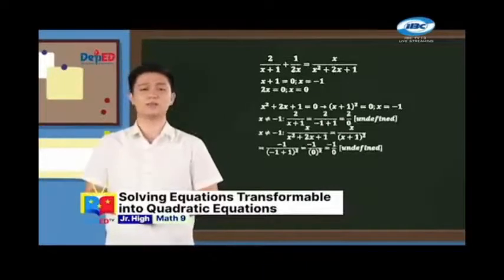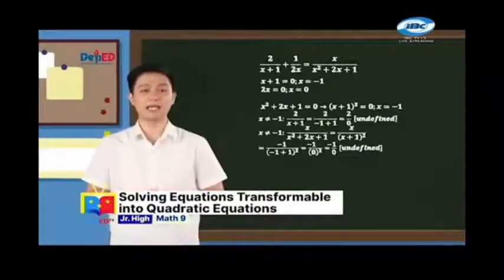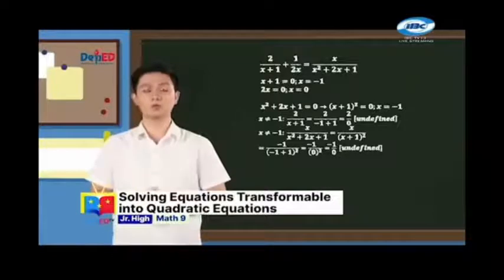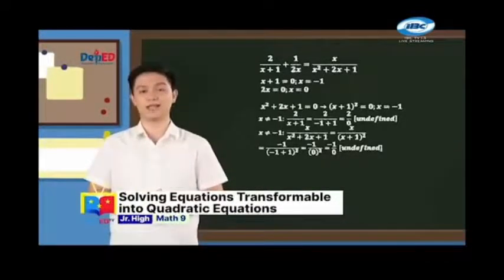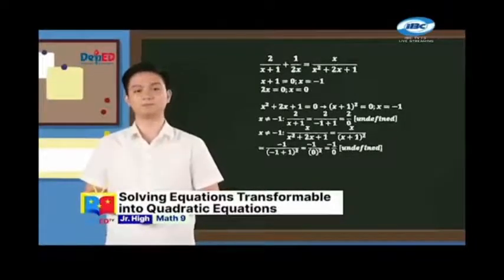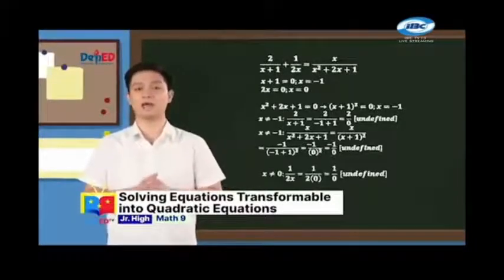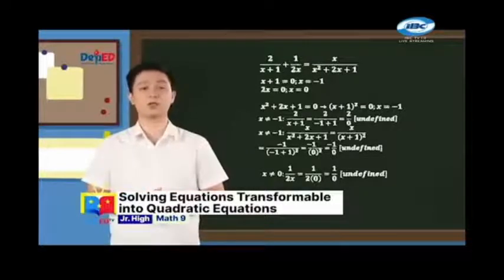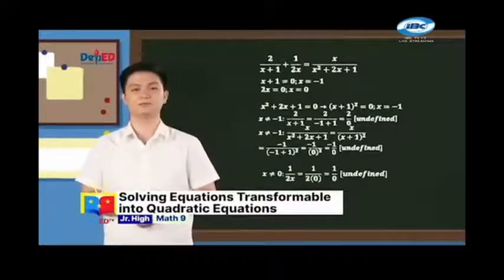So it means that x can't be negative 1 because 2 over x plus 1 and x over the trinomial x squared plus 2x plus 1 will be undefined. x can't be 0 either because 1 over 2x will also be undefined.